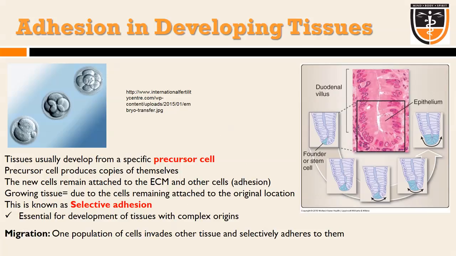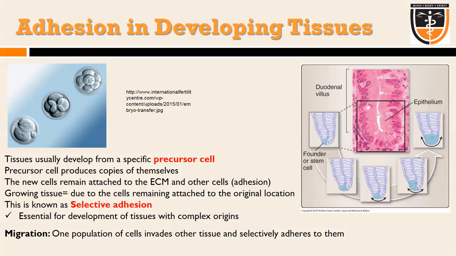Tissues will develop from one stem cell that will start multiplying and making copies of itself, and these cells will have similar function. But these cells have to remain attached to the original cells and the cells around them to form tissues. So this adhesion is very important: the new cells remain attached to the extracellular matrix and other cells. Remember, you have a growing tissue. You have one cell that's dividing and dividing, and these cells stay attached to each other, and suddenly the entire tissue grows. That is a characteristic of adhesion.